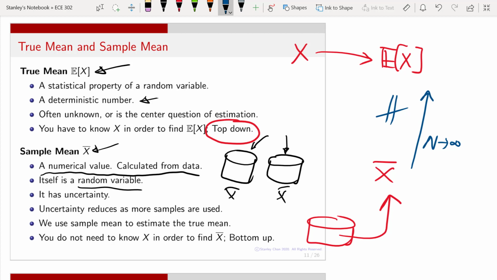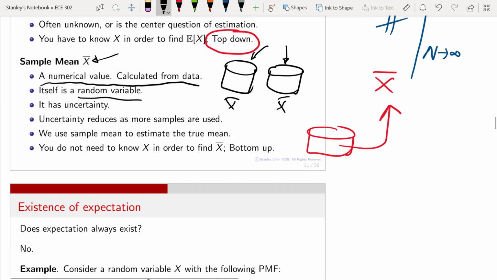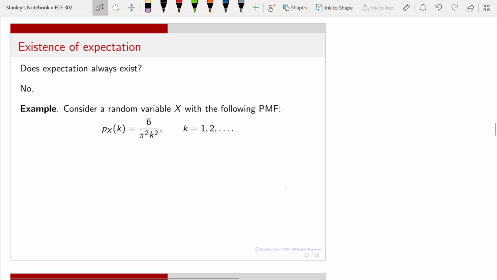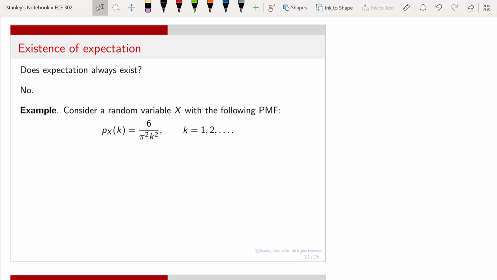At this moment, you just need to know that everything we have talked about so far on expectation is coming from the probability mass function. So does expectation always exist? Does the mean always exist? The answer is no. Let me show you one example, and you will see why expectation does not always exist.